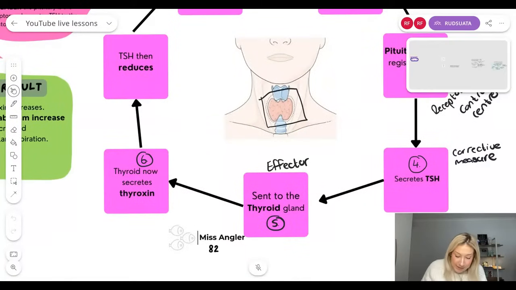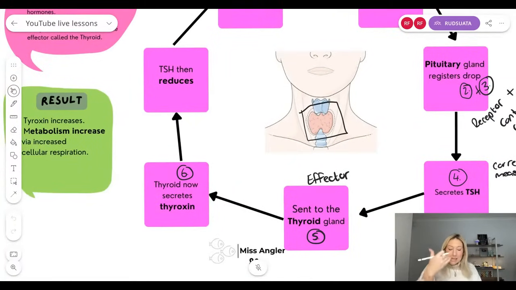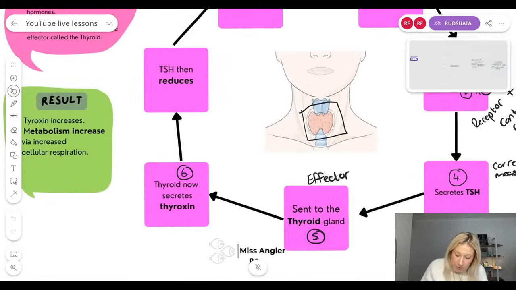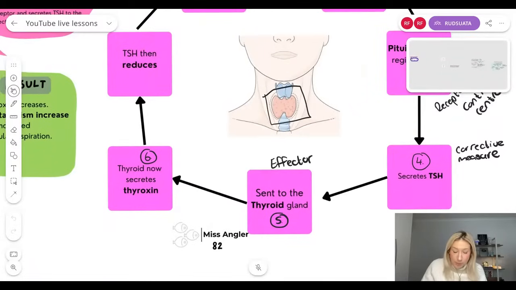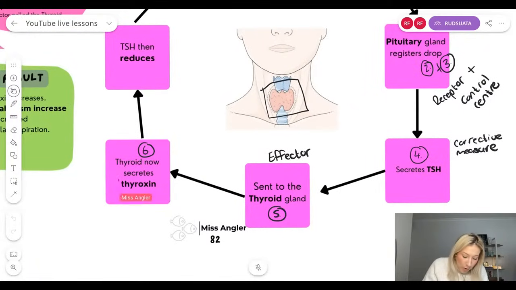Now the effector is carrying out a measure to solve this problem, which is that the thyroid now secretes thyroxine. And this is where it's unique, because if I move these two back into screen so you can see both of them, there is a hormone over here and there is a hormone over here.